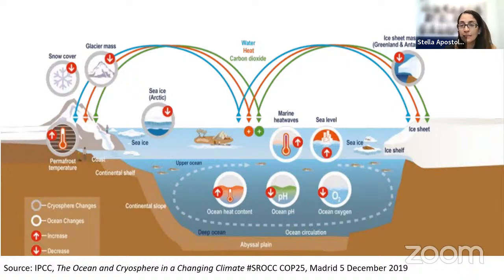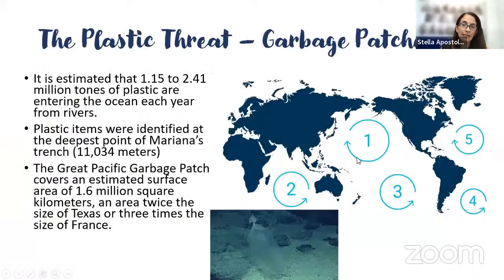where what is underlined in this report is how the melting of glaciers supports sea level rise, and also how this interrelation can affect even the marine heat waves, the pH, the ocean oxygen, the dissolved oxygen in the oceans, the ocean heat content. So as you can see, several indicators are increasing, some others are decreasing. All of them together contribute to very big issues, concerns that relate to the oceans.